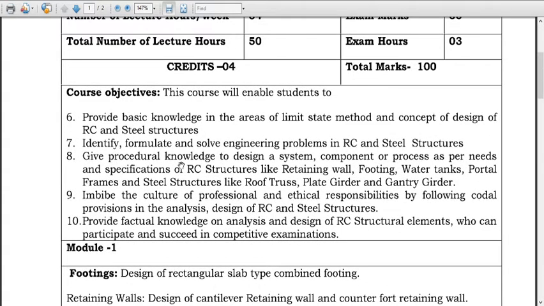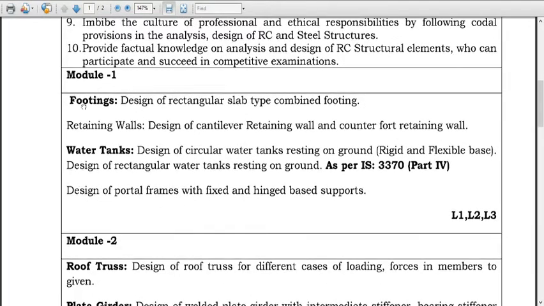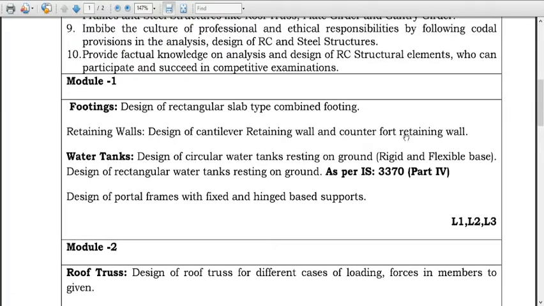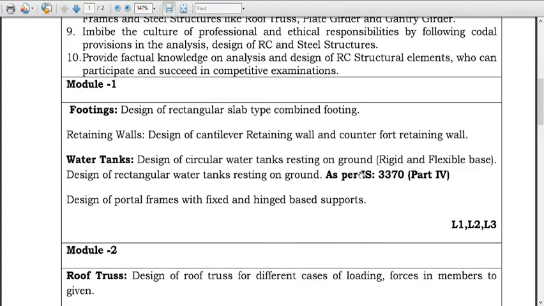So in the previous class, in the previous designs, we discussed the design of retaining walls, that is, the design of cantilever retaining walls and counterfort retaining walls. We also designed circular water tanks resting on ground, with rigid base and flexible base, keeping the top open and the base slab designed for rigid and flexible base as per IS 3370 part 4.